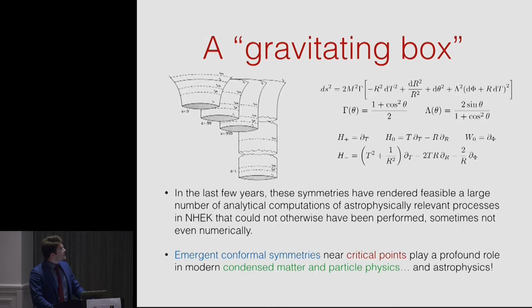So the last thing I want to say is that in the last few years, these symmetries have rendered feasible a large number of analytical computations of astrophysically relevant processes in NHEK that could not otherwise have been performed, sometimes not even numerically. And for instance, Shahar Hadar is here, and together with Andy and Achilleas, they computed gravitational wave emissions from inspirals, and there are other papers on the topic. And the takeaway point is that emergent conformal symmetries near critical points play a profound role in modern condensed matter and particle physics, and also astrophysics.